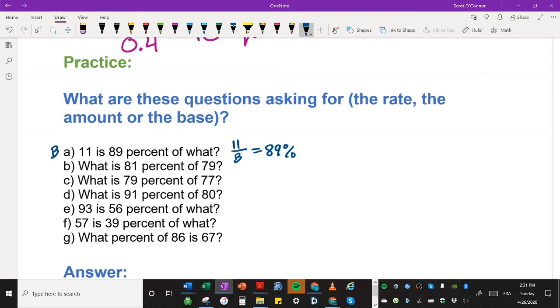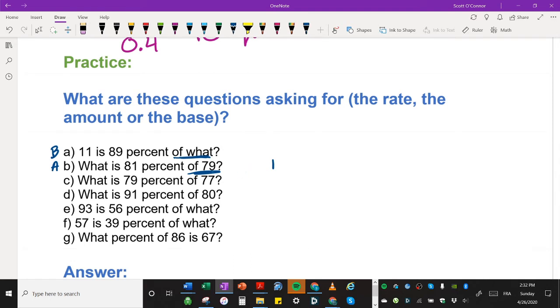Let's do B. What is 81% of 79? In this case, we are going to write our fraction again, and we know it's 81%. You see it says here "of 79." Last time it said "of what," and so we had to put a B in the denominator. This is "of 79" this time, so that means that number 79 is the base. And what are they trying to find? We're trying to find the amount.